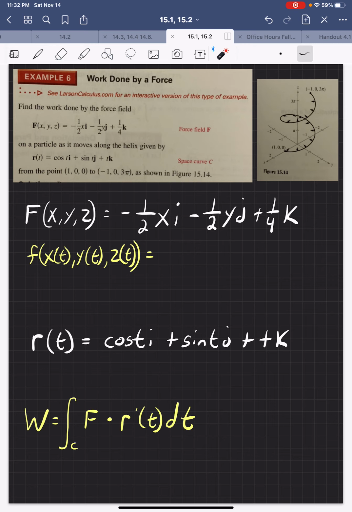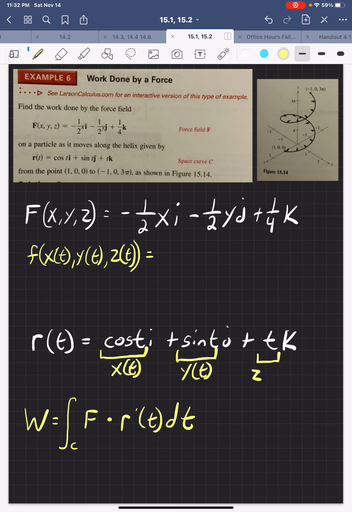Well, let's think about it. If you jump to your space curve, this will tell you x of t, y of t, z of t. So this cosine of t is your x of t. This sine of t is your y of t. And this, let me write t a little bit better so it doesn't look like a plus symbol, is your z of t.